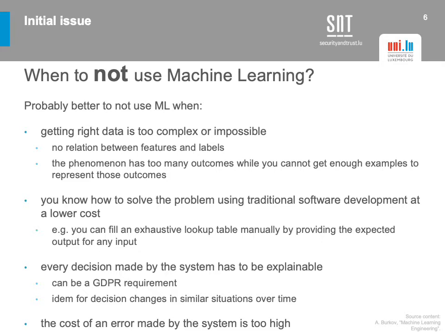It can be, for example, GDPR requirements. Sometimes with GDPR, you have to be able to give an explanation. It can also be that if the decision changes in a similar situation, you have to explain why. What I mean is that you give an example at time t, and then at another time you give the same example and get another outcome, another decision made by the system. In that case, if you have to explain why the output was different the second time, maybe machine learning is not the best thing because it will be hard to explain.